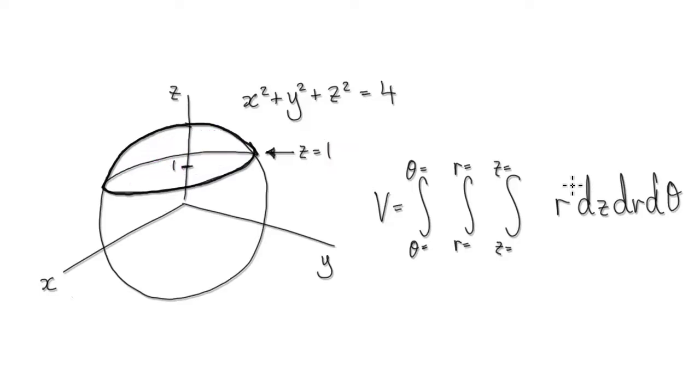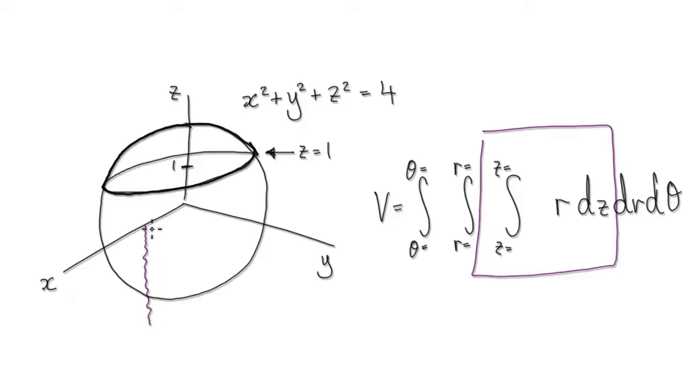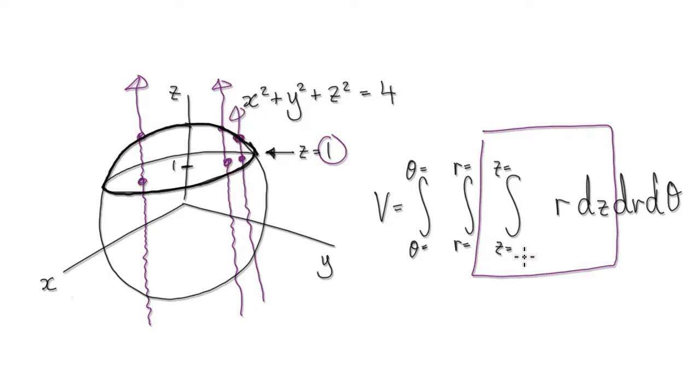So in cylindrical form, looking at the inner integral, it would be us moving in the z direction. So as you're moving in the z direction, you enter at z equals 1, an elevation of 1, and then you leave the surface.